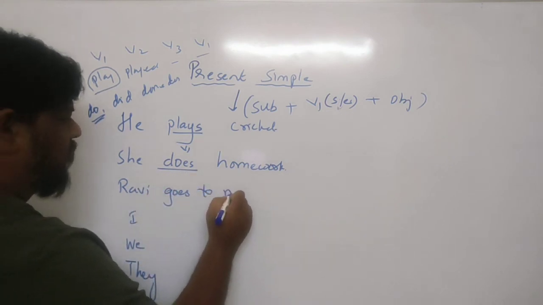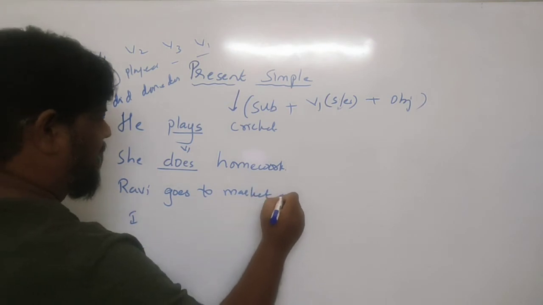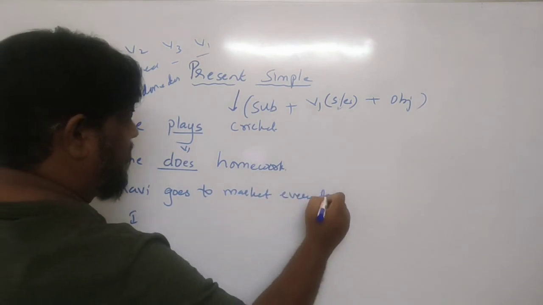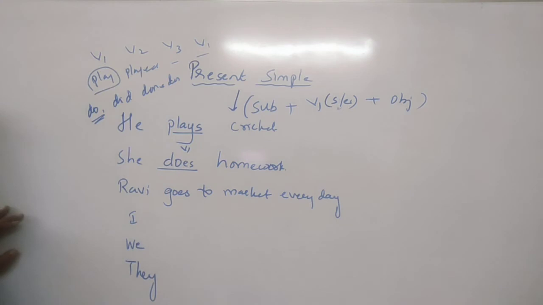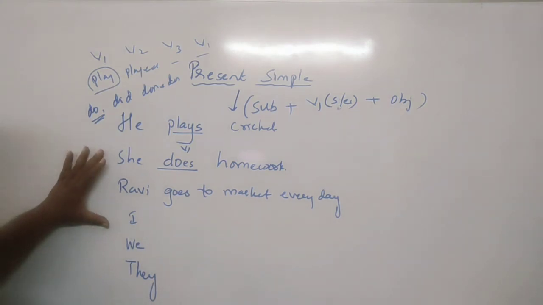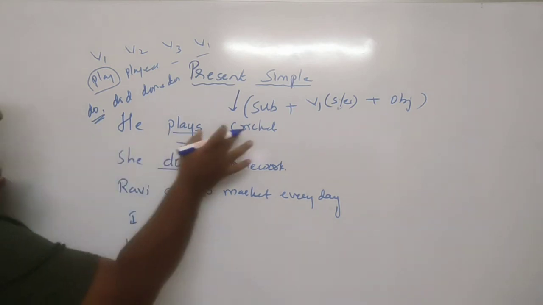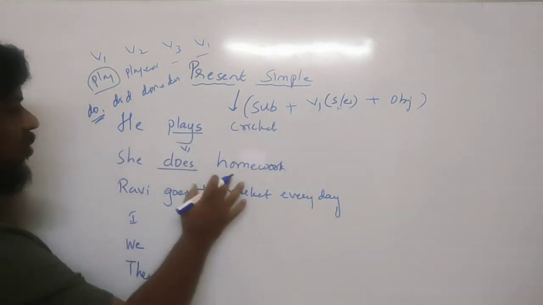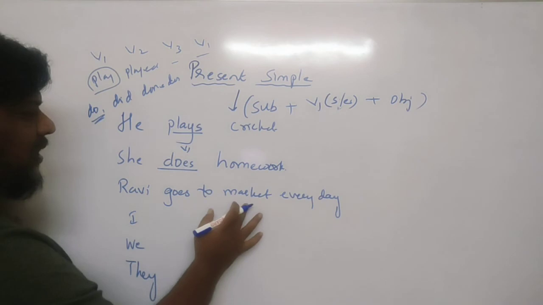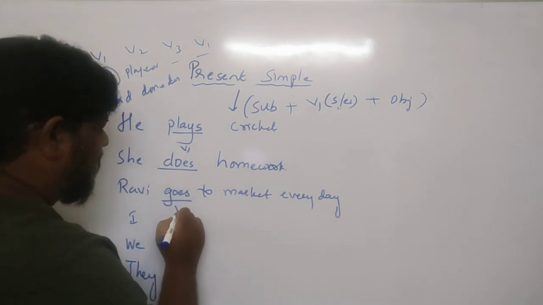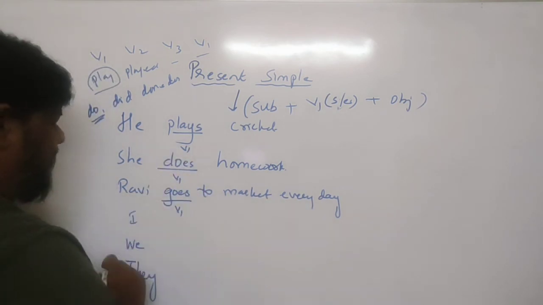Ravi goes to market every day. We have seen that all these are habits, the things which she does every day, or scheduled events. He plays cricket on every Sunday. She does homework every day. Ravi goes to market every day. So all here what we are using is only V1.